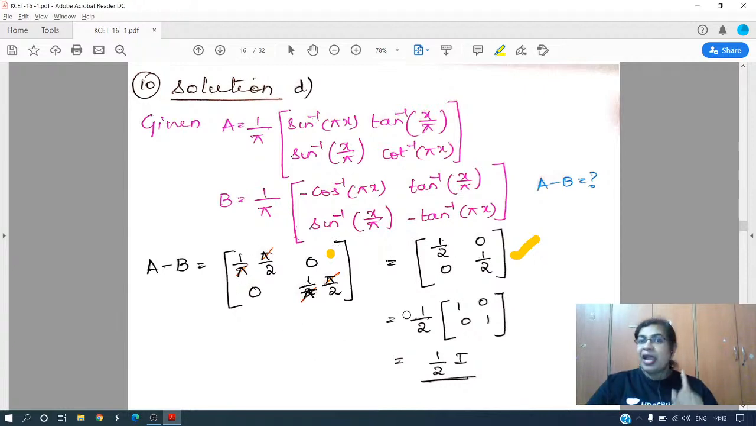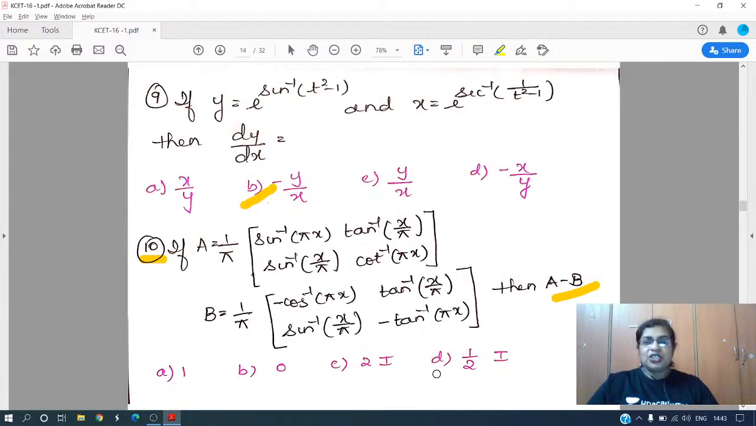Remove this 1 by 2. It's a matrix, I have told you. Constant I can remove. The scalar I can remove out. So if I remove the scalar 1 by 2 out, what is inside the bracket, inside the matrix here? It is 1, 0, 0, 1. What type of matrix is this? 1, 0, 0, 1 is nothing but the identity matrix. It is the identity matrix, and we have found that as a D solution. Solution D. Is the idea clear? Is it becoming easy? Are you with me? Yes. Okay.